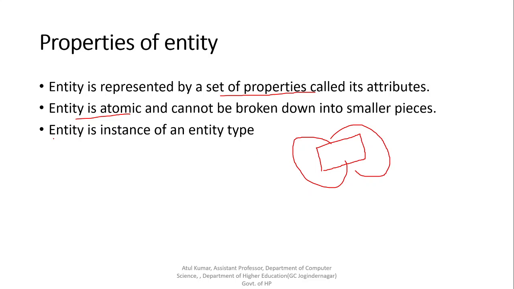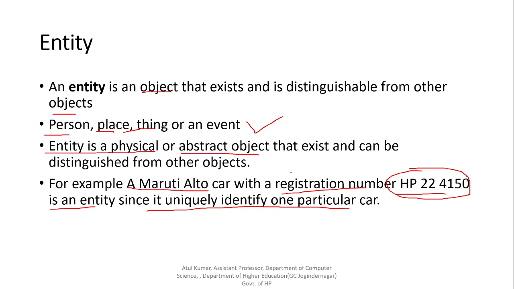The next important characteristic or property is that an entity is an instance of an entity type. In the previous slide we had a Maruti Alto car as an entity, and it is also an instance of the entity called car. Basically it is a car, and Maruti Alto is an instance of the entity car.